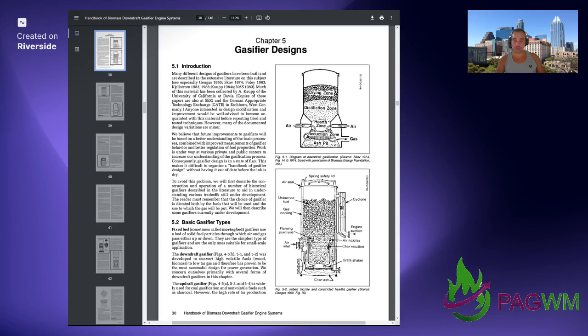This makes it difficult to organize a handbook of gasifier design without having it out of date before the ink is dry. To avoid this problem, we will first describe the construction and operation of a number of historic gasifiers described in the literature to aid in understanding various trade-offs still under development. The reader must remember that the choice of gasifier is dictated by both the fuels that will be used and the use to which the gas will be put. We will then describe some gasifiers currently under development.